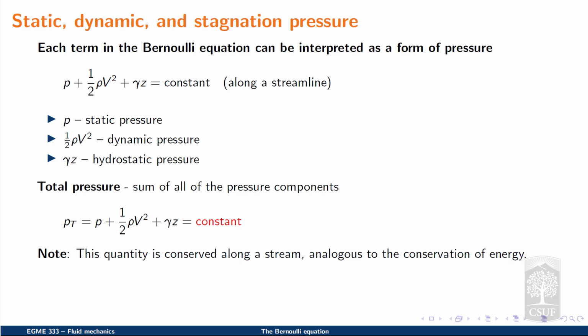Essentially, this concept is analogous to the conservation of energy, where the static pressure is analogous to mechanical work, the dynamic pressure is analogous to the kinetic energy, and the hydrostatic pressure is analogous to the potential energy term in the conservation of energy equation.